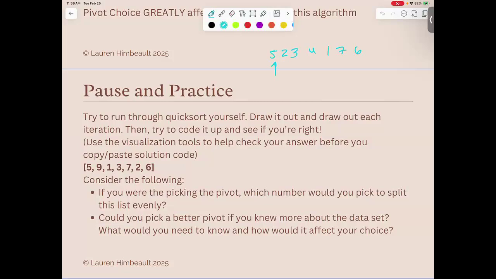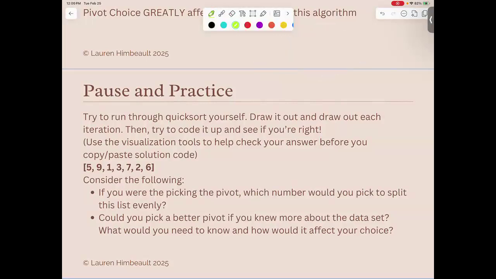Picking 5 would only leave 6 and 7 on one side of it and 1, 2, 3, 4 on the other side. And we could get a much more balanced split if I took this middle value instead, right? We would end up with 1, 2, 3 on one side and 5, 6, 7 on the other side. So if you knew that the data was almost sorted, you have a better chance of picking a good pivot if you pick that middle value, as opposed to always picking the front value, right? We can see why that might be the case.